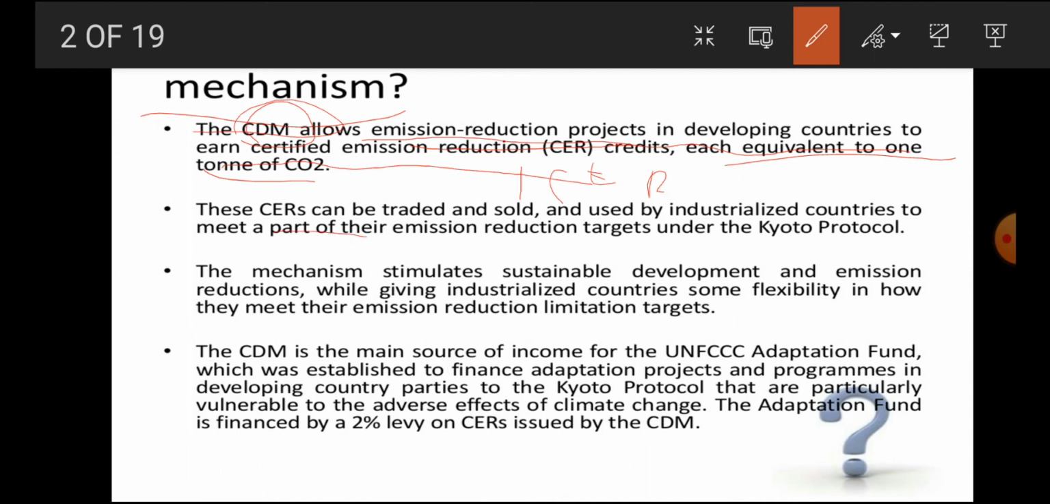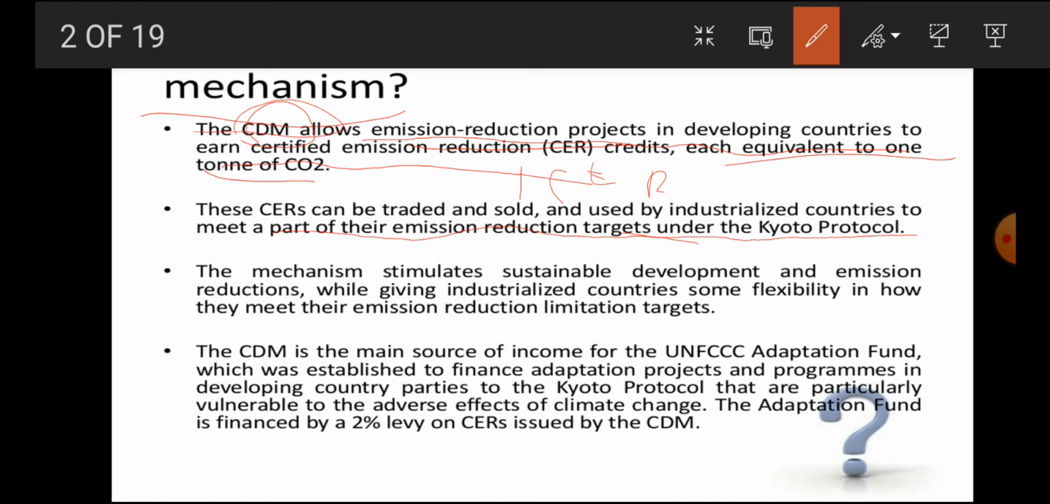These CERs can be traded and sold and used by industrialized countries to meet part of their emission reduction targets under the Kyoto Protocol. Now you must have understood what it is saying: for developing countries there is no source of motivation. To create that motivation, if you reduce 1 ton of CO2, then you get 1 CER. Now, what is the value of that CER? As developed countries need to meet their Kyoto commitments, if they fail to achieve that commitment, they will just buy CERs from developing countries. In that way, the developing countries can reduce carbon emissions.